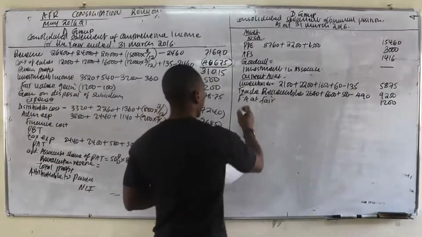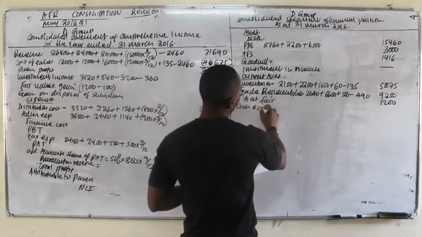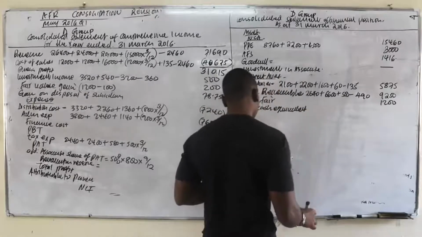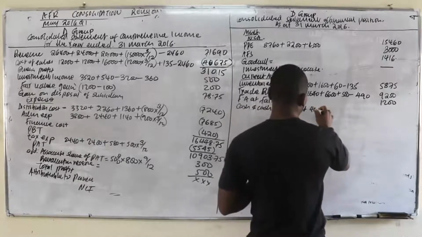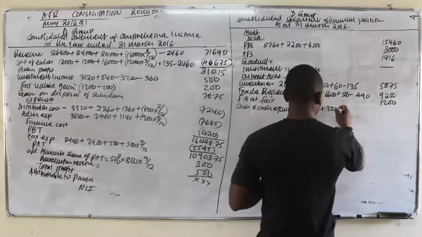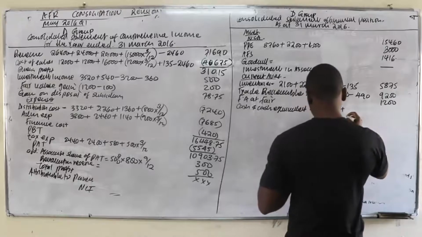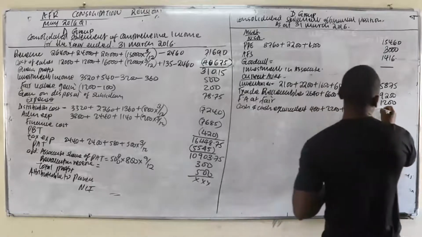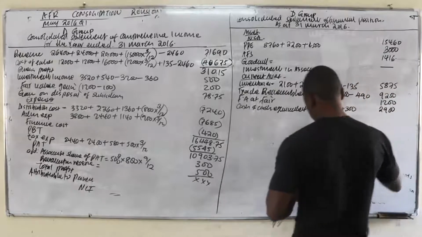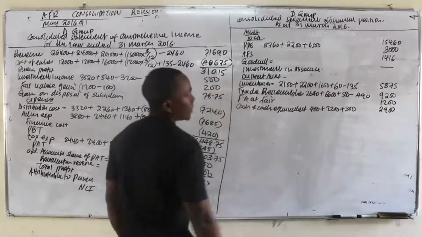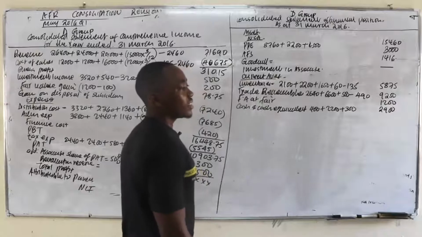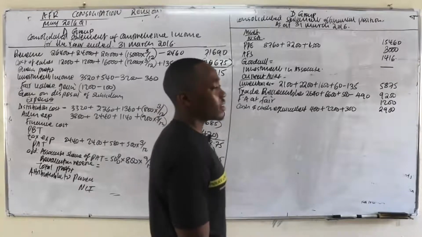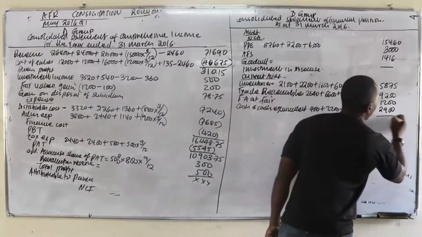Then we have cash and cash equivalents. To the cash and cash equivalent, we have 400. You add 2200. You add 300. An amount of 29. But you're also supposed to add the cash on disposal proceeds, disposal of subsidiary. Let me not complicate it for you.